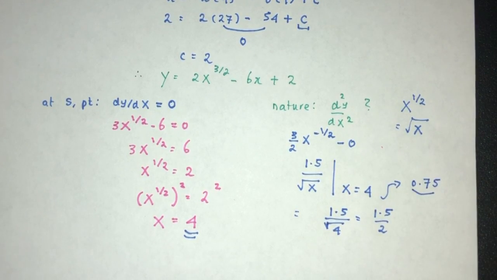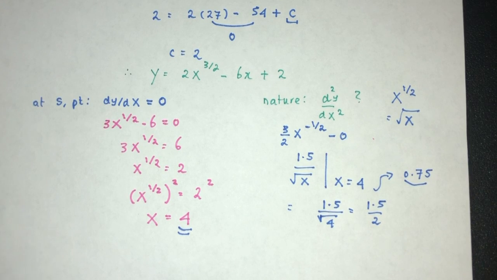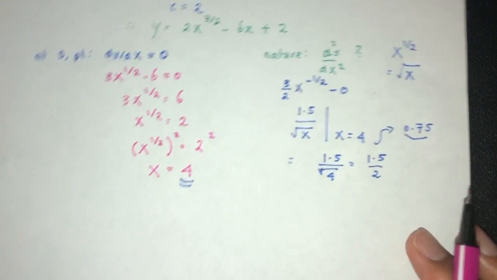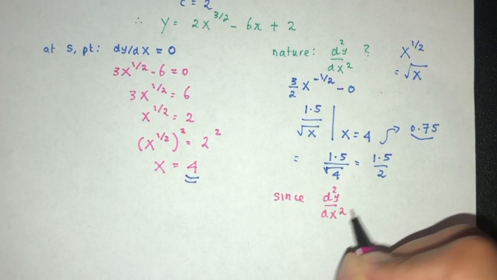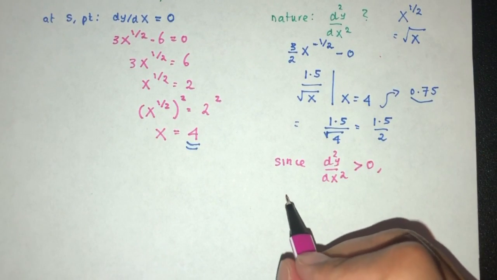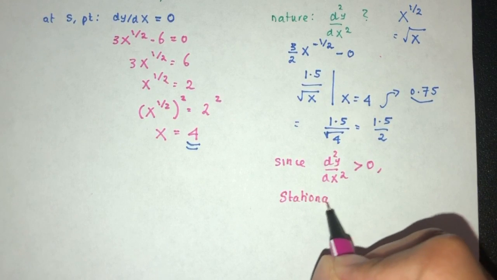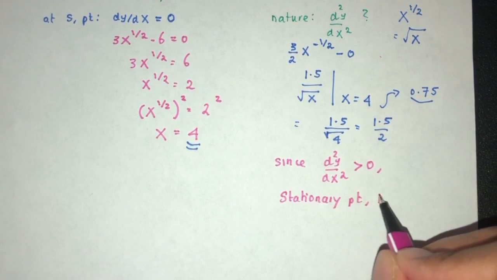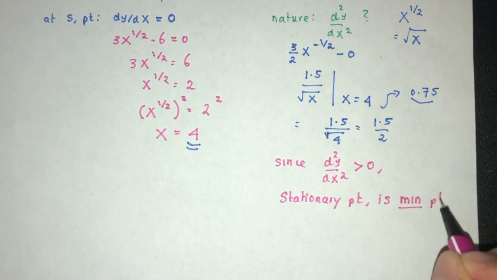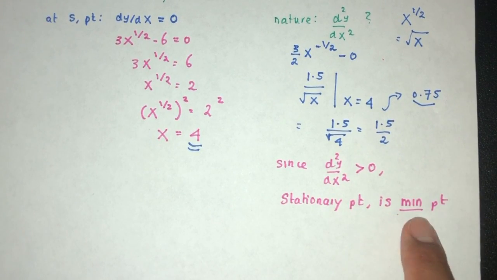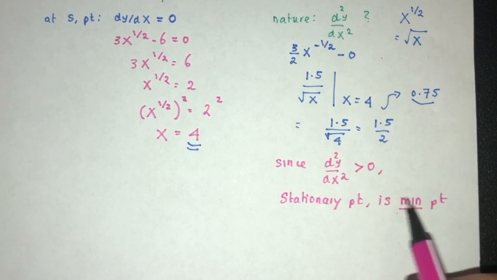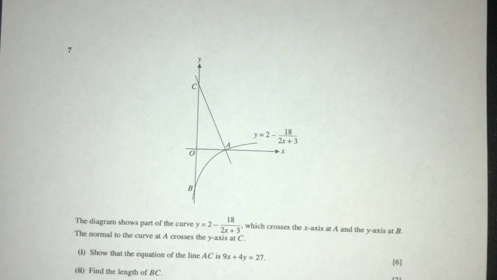Now the value itself is not important. We use this value as we have to look at the sign. The sign is positive. So we write, since d2y by dx2 is more than 0, we confirm that the stationary point is a minimum point. That's the conclusion we have to draw from this value. So we have to write this because it is positive, it is more than 0. The stationary point is a minimum point. If it was negative, it will be a maximum point. Let's move on to the next question.